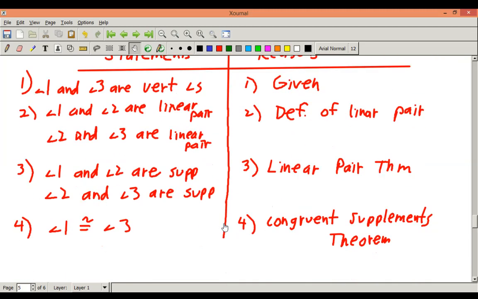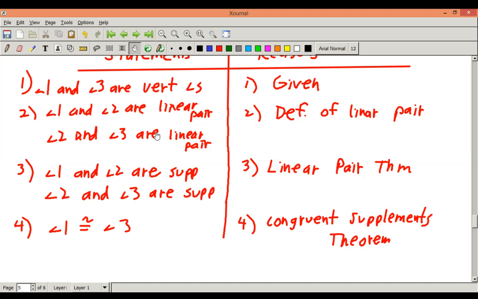And we're going to use that congruent supplements theorem that we had earlier. Look at statement number 3. You see that angles 1 and 3 are supplementary to the same angle, 2. And the congruent supplements theorem says that if two angles are supplements to the same angle, then they're congruent to each other. So that allows us to say that angles 1 and 3 are congruent. We did not have to prove that theorem over again. We just used it in this proof.